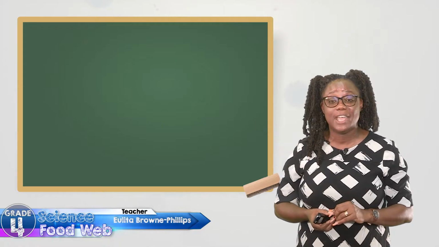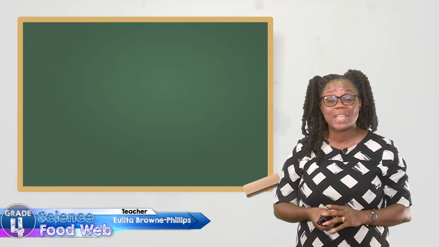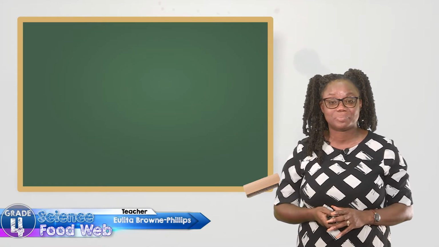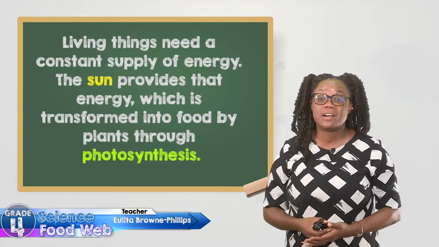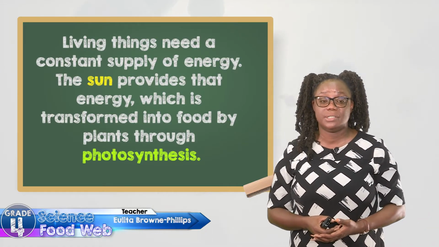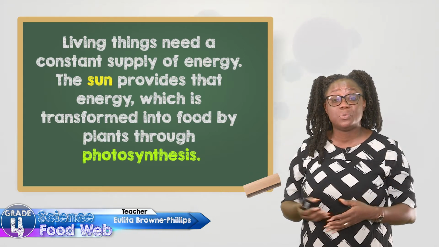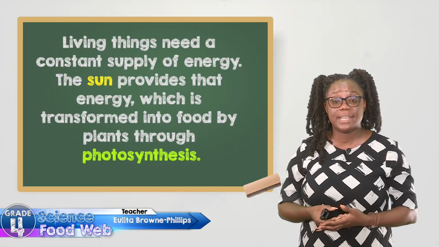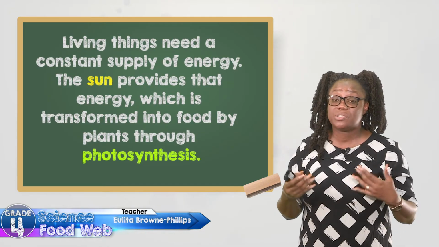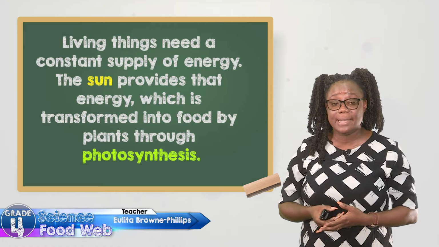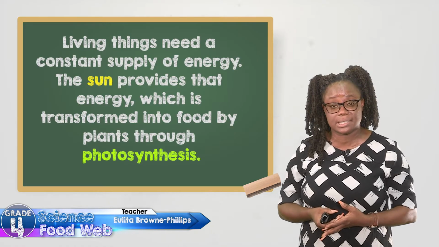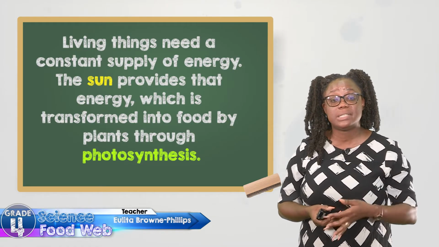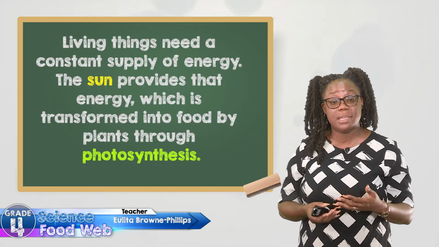In today's lesson, we will learn how living things get the food they need in order for them to grow and get energy. Now, living things need a constant supply of energy. We need energy to do all that we have to do. The sun provides that energy, which is transformed into food by plants through photosynthesis. So plants use the sun's energy to make food.